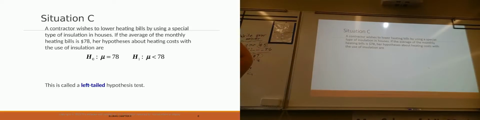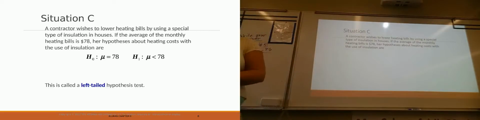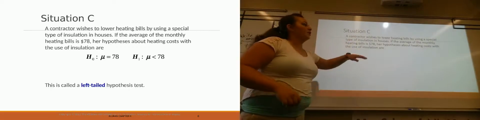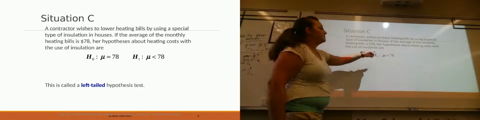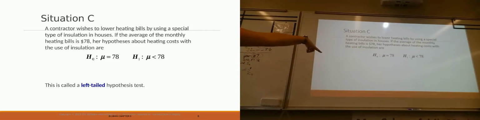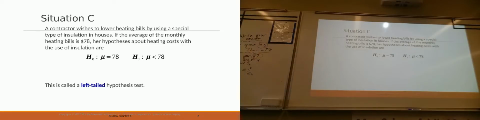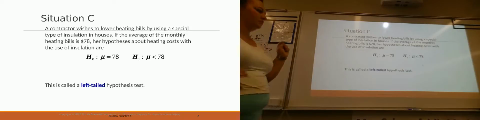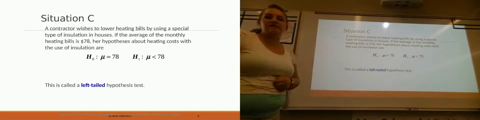A contractor wishes to lower heating bills by using a special type of insulation. So the key word in there is he wants to lower something. If the average of the monthly heating bills is 78, what are her hypotheses about heating costs and the insulation? Null hypothesis: mu equals 78. Less than, because I want it to go lower. So my alternative hypothesis is mu less than 78, sorry about that. So less than is left tail.